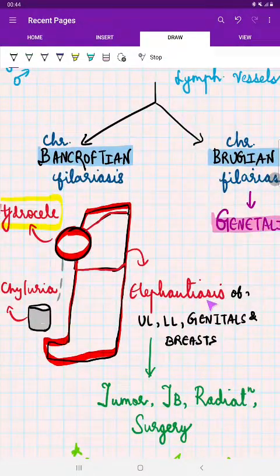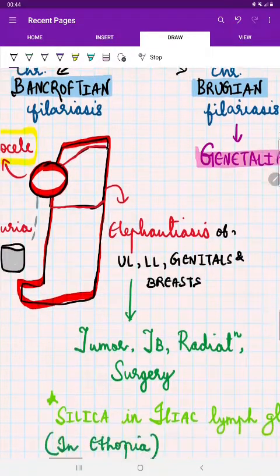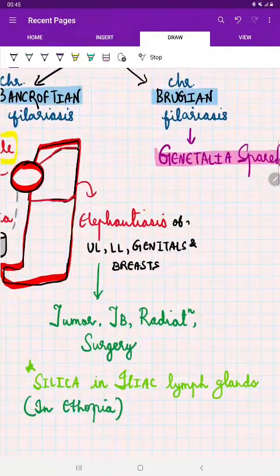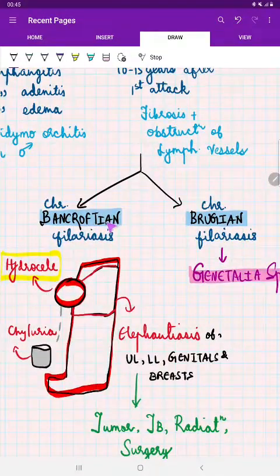So elephantiasis is not only because of lymphatic filariasis, it is also because of tumor, TB, radiation, and surgery. And this elephantiasis can be seen in the upper limb, lower limb, genitals, and breast also. Now there is one thing to note, that is silica also. Silica in iliac lymph glands will also cause this elephantiasis, but it is not seen in India, it is seen in Ethiopia. One important thing, in chronic Bancroftian filariasis, there is hydrocele, chyluria, and elephantiasis.